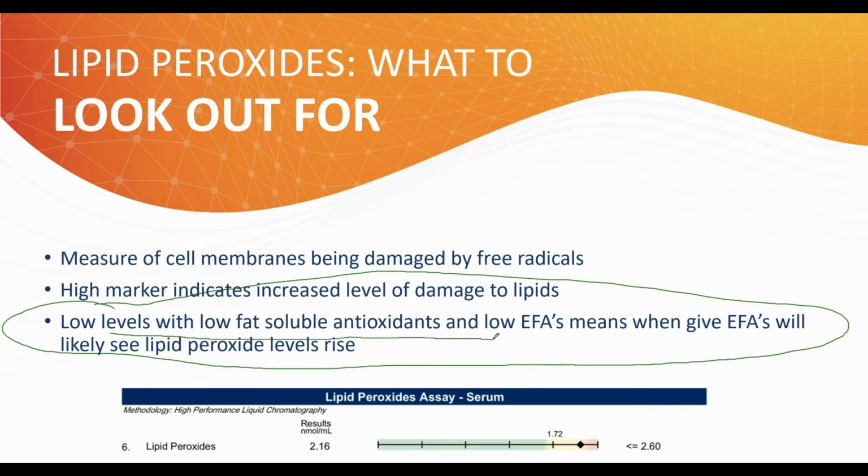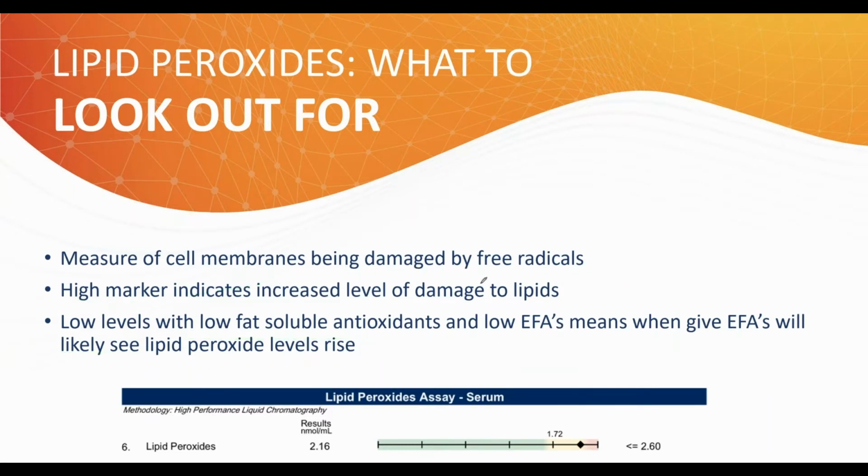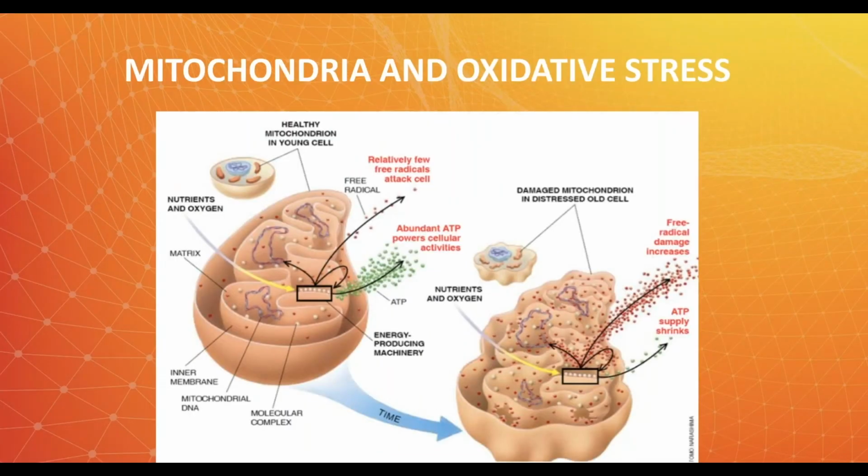Low levels, right, with low fat-soluble antioxidants and low EFAs means that when you start to give the essential fatty acids, you're going to start to see things change. So what do I mean by that? If the lipid peroxides are high, you know they need fat-soluble antioxidants. If the lipid peroxides are low, then you've got to think, is that a good thing or not? Just like with oxidative stress. Oxidative stress is high, you know they need antioxidants.